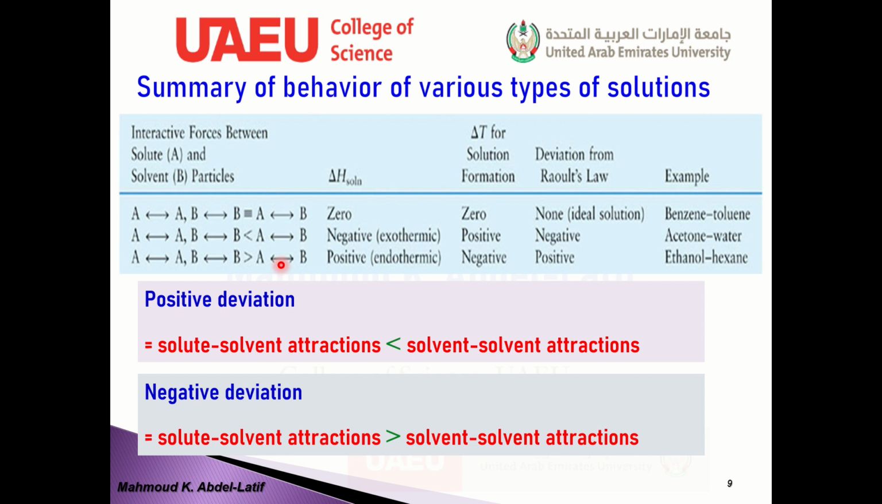The other one, the interaction forces between solute and solvent are less than those between the pure ones. So it's easy for the solution to evaporate, so it will be a positive deviation from Raoult's law. And this liberated energy is lower than the energy required to separate the pure molecules in the pure substances. So it's an endothermic reaction.